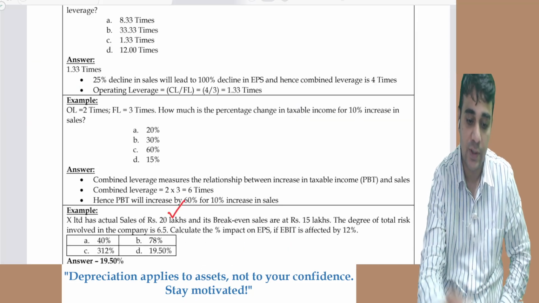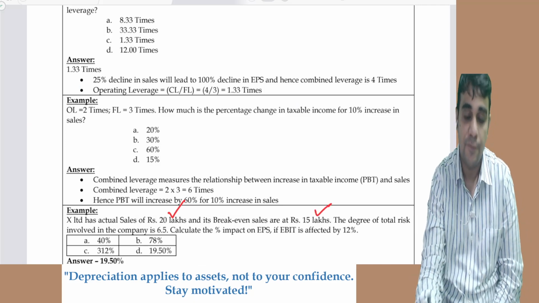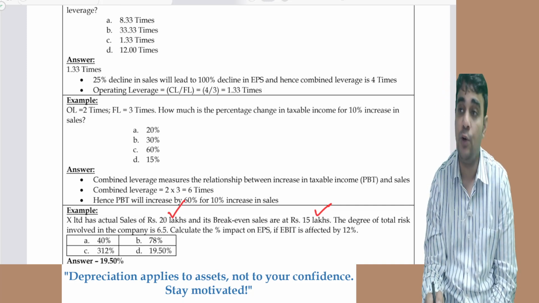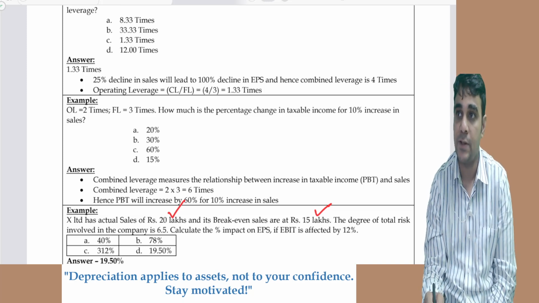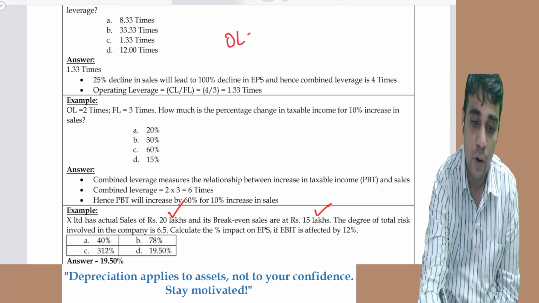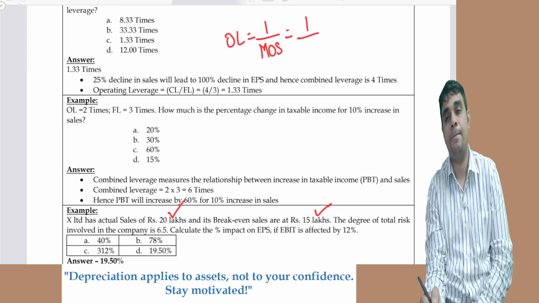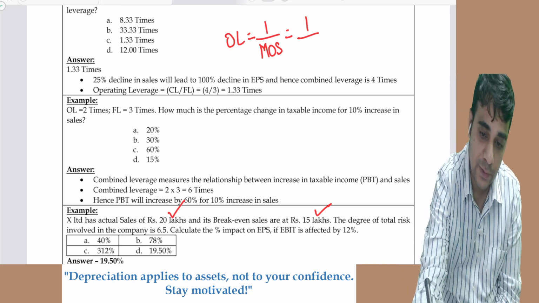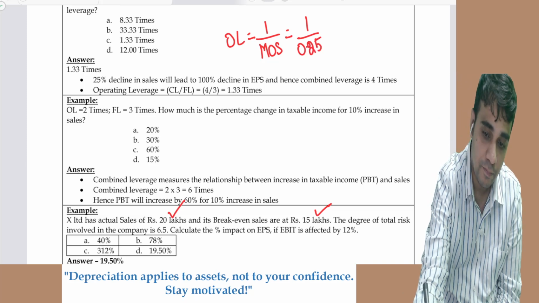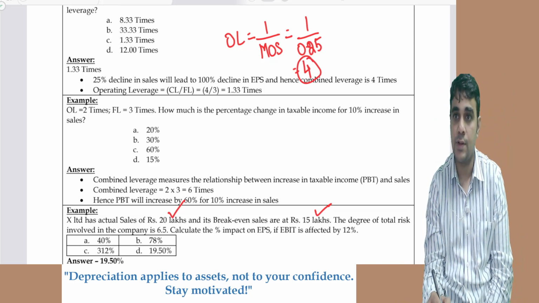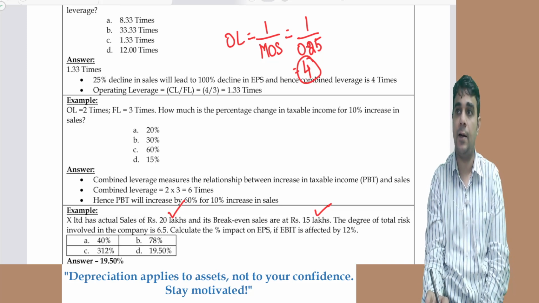In this question, I have actual sales 20 lakh, break even is 15, margin of safety is 5 lakh, which is technically 25% of sales. Now write OL is equal to 1 by margin of safety, 1 divided by 0.25. Any doubts on this? How we got 0.25 is break even sales is 15 lakh, margin of safety is 5 lakh.